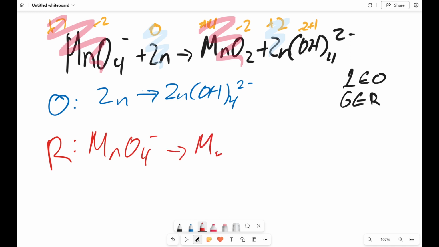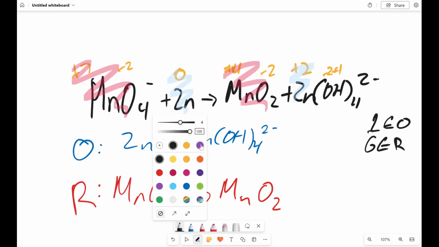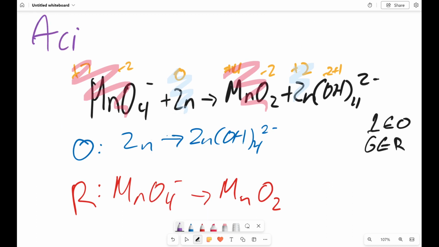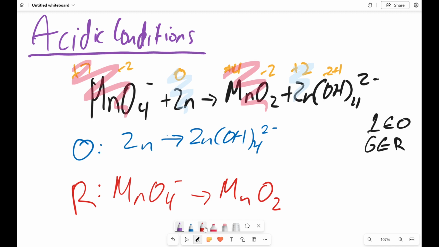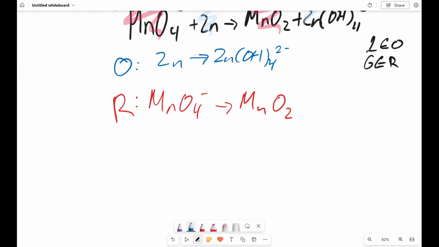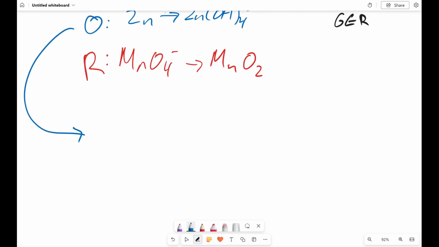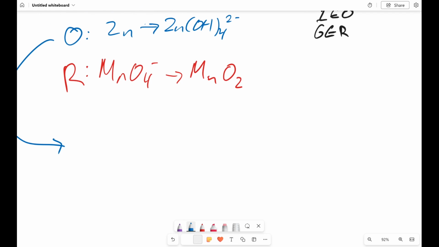MnO2. And remember, we are doing this in acidic conditions. Once again, I'm going to very thoroughly go through my oxidation half, and then you guys can try the reduction, and then I'll walk you through it again. So first off, zinc becomes Zn(OH)4 2 minus.